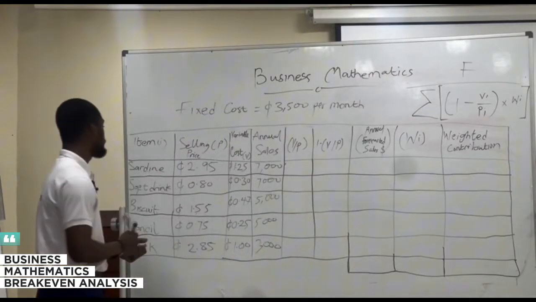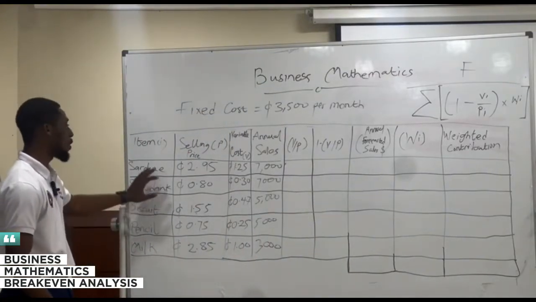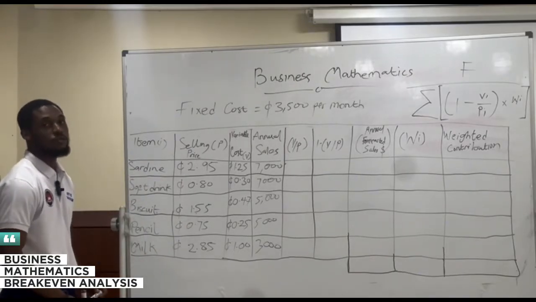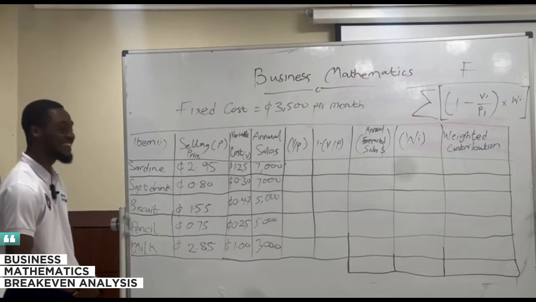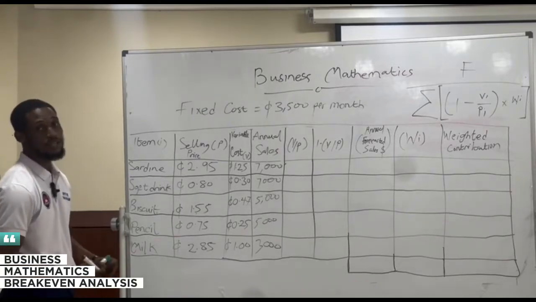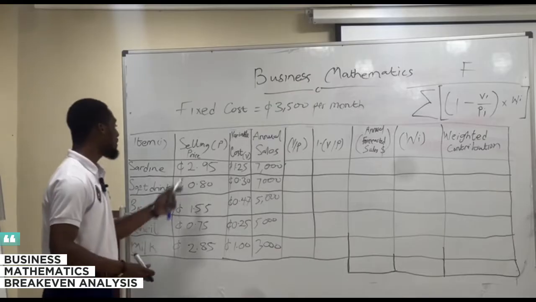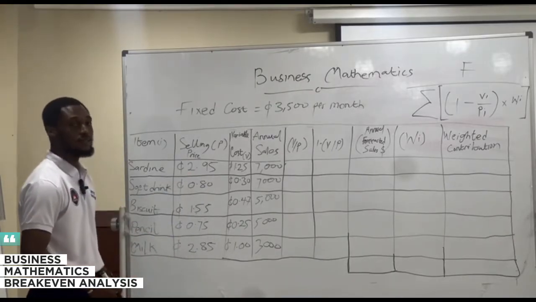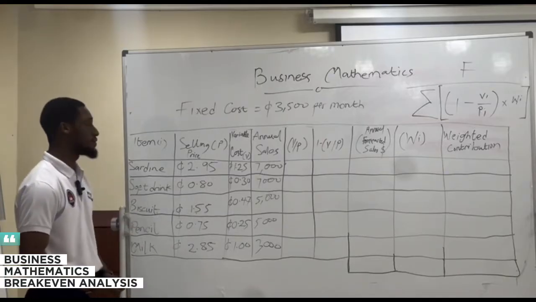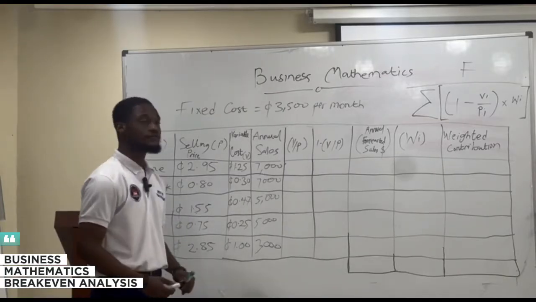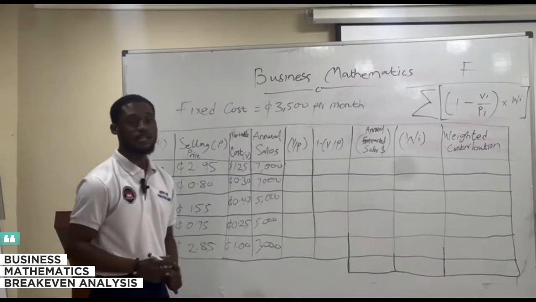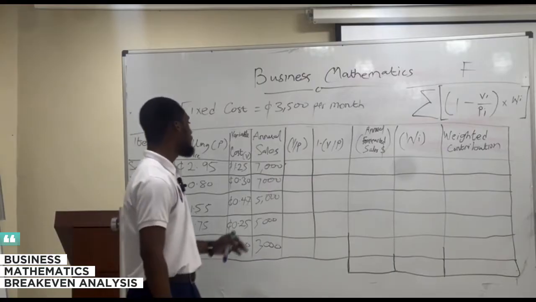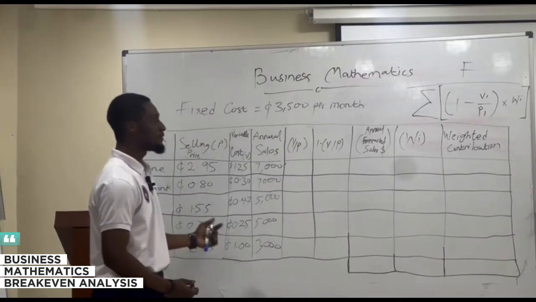So now we have our products, or our items, here. Let's start with sardine. So we have the selling price for sardine to be 2 cedis 95 pesewas, which is 2.95 cedis. We have its variable cost, which is represented by VC, to be 1.25 cedis. And we have its annual sales to be 7,000.